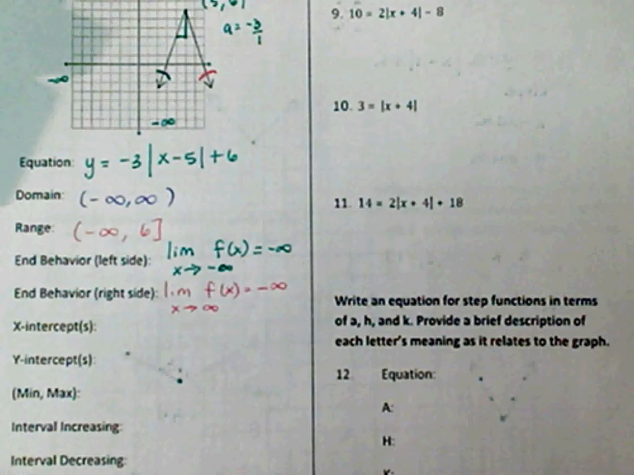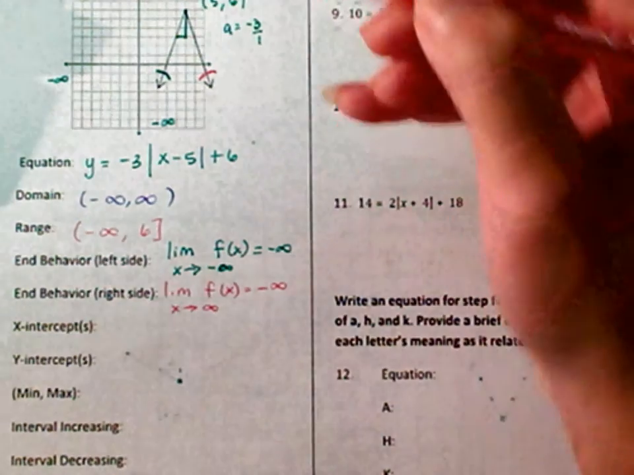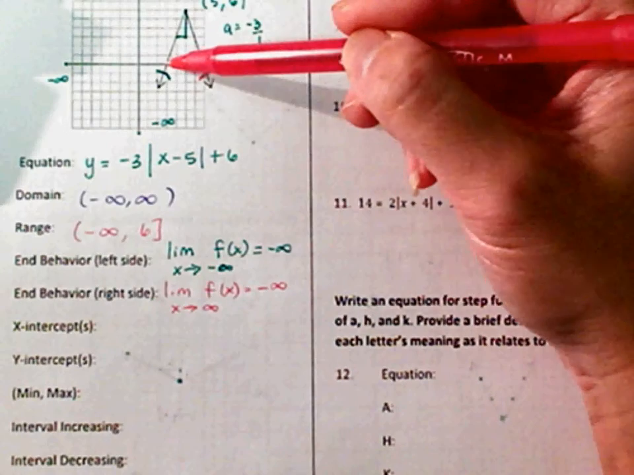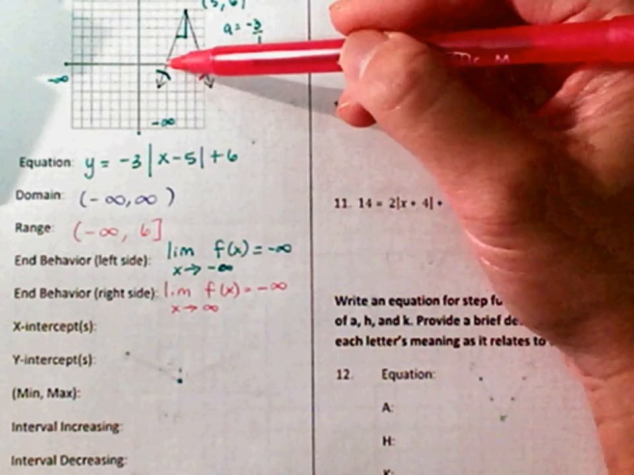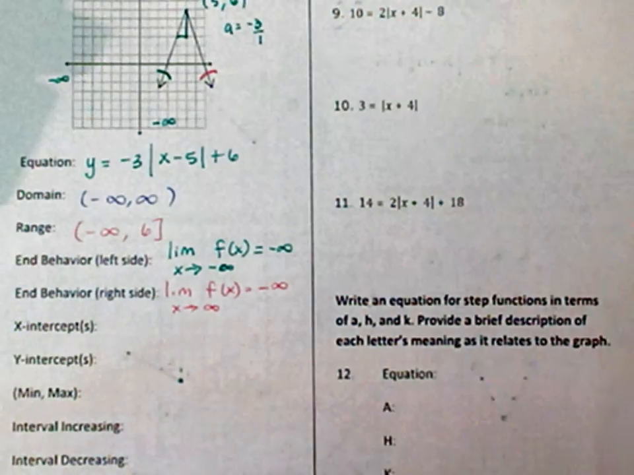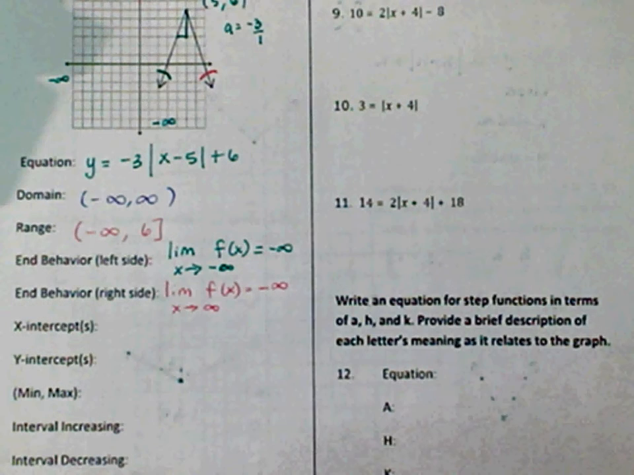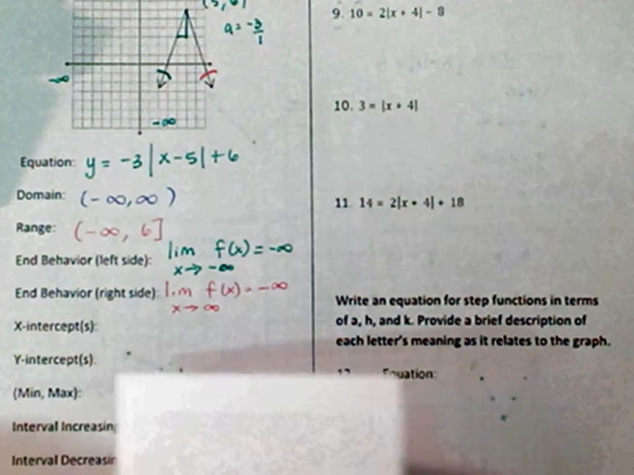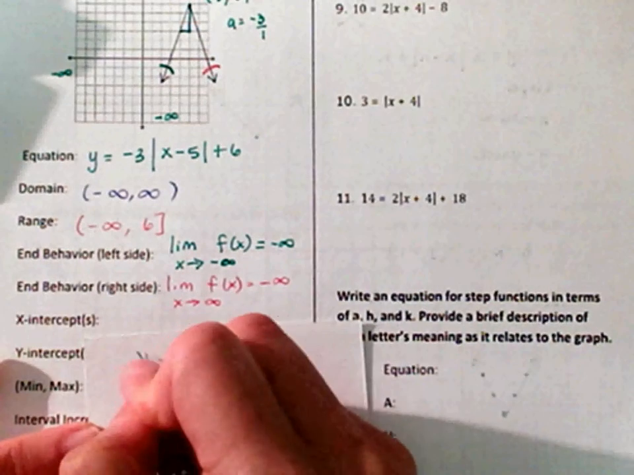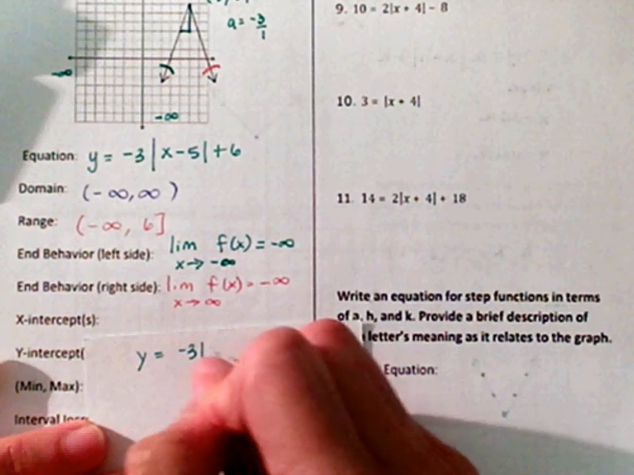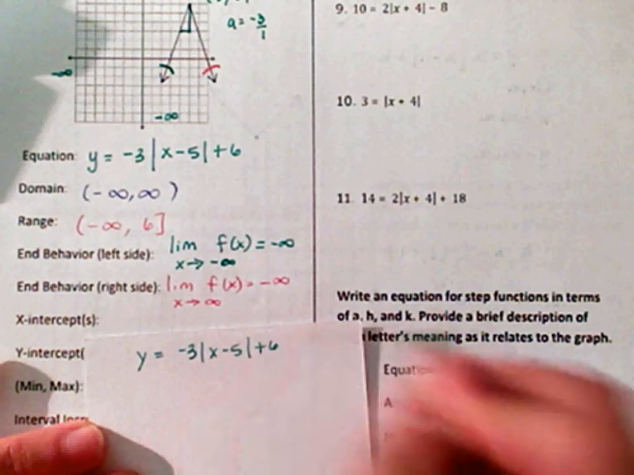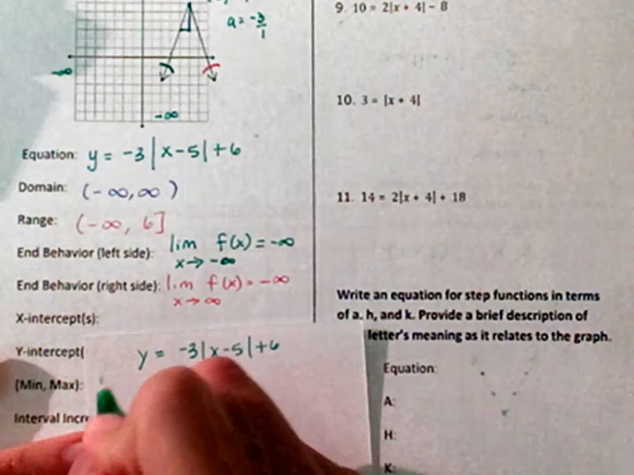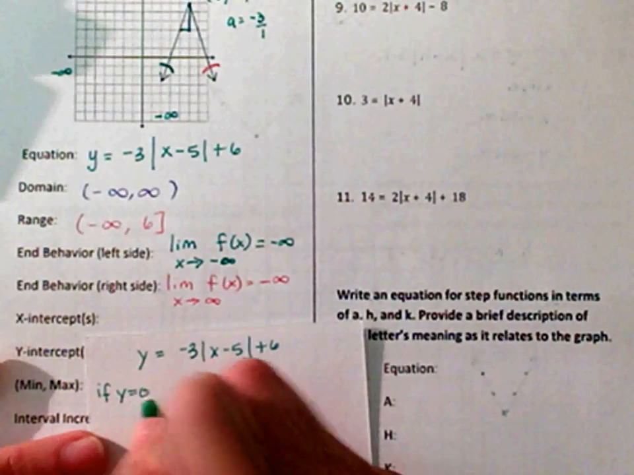Your x-intercepts. Where do you see it crosses the x-axis? If you look right here, this looks like it's at 3, and this one looks like 7. But double check yourself before you just work the problem. So let's double check. Here's our equation: y equals negative 3 absolute value of x minus 5 plus 6. What is our y value? Your y value is 0. That's how you find your x.